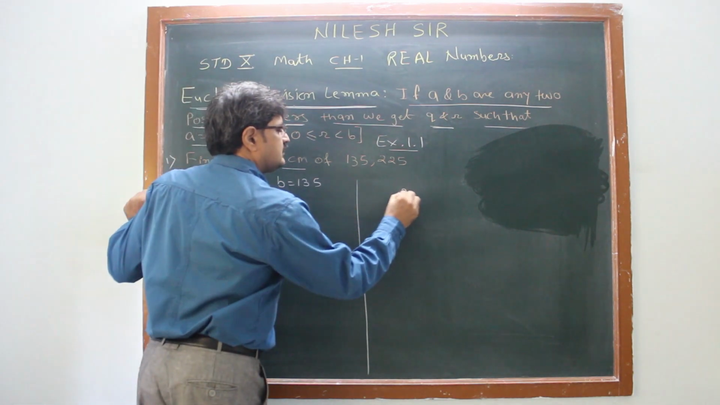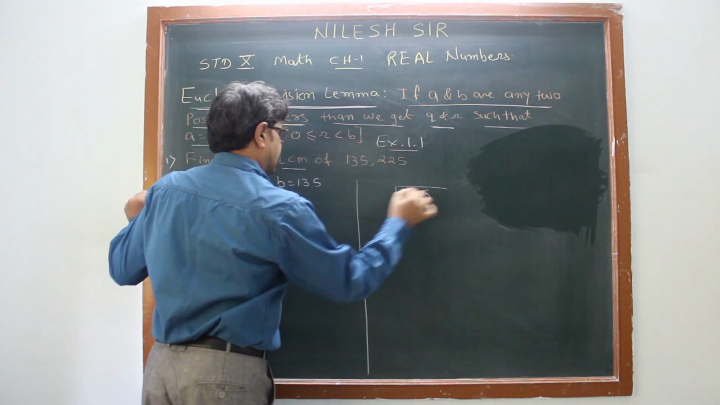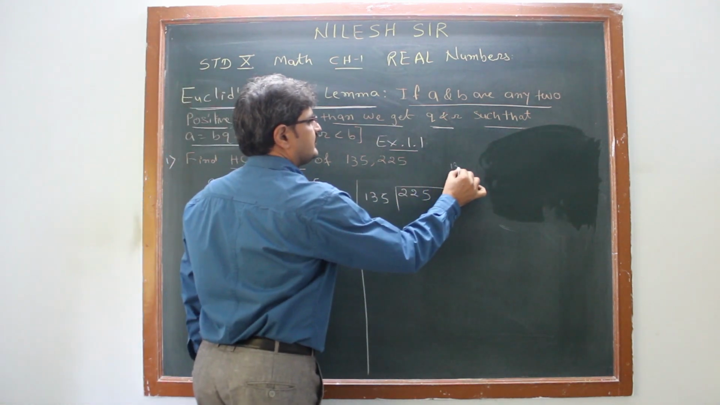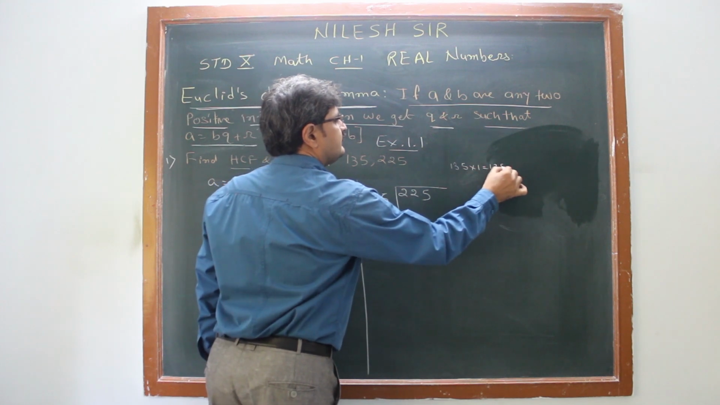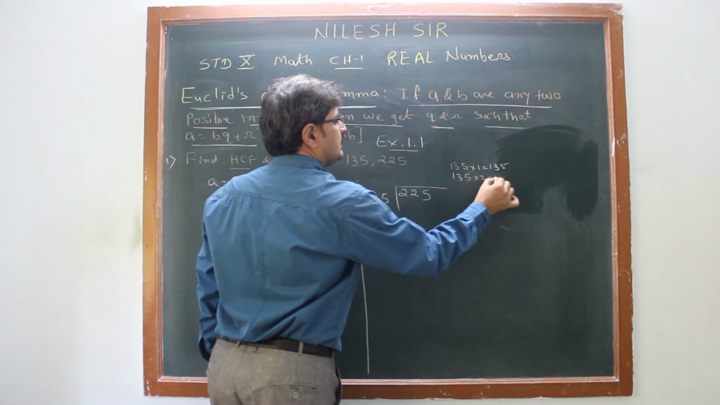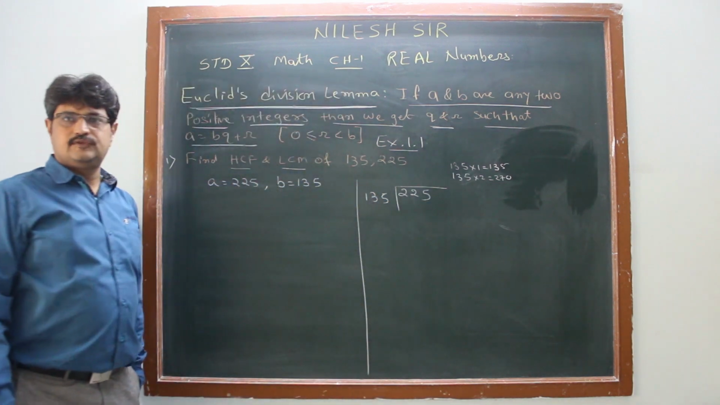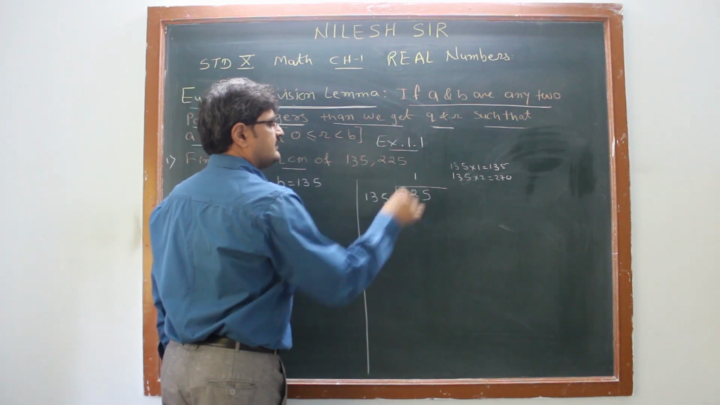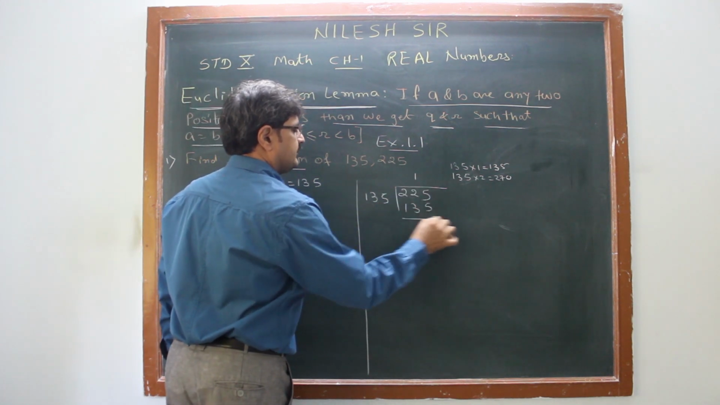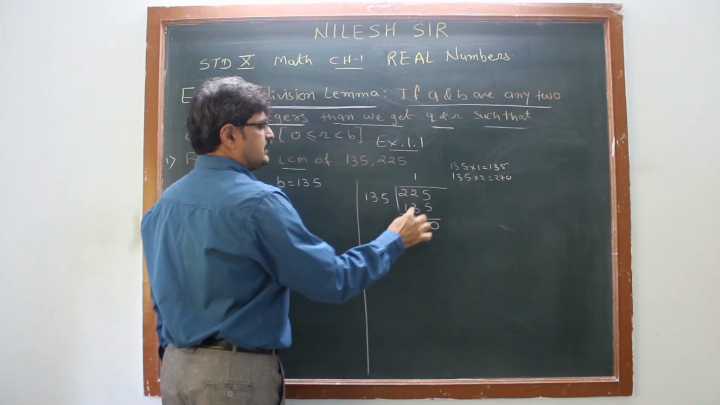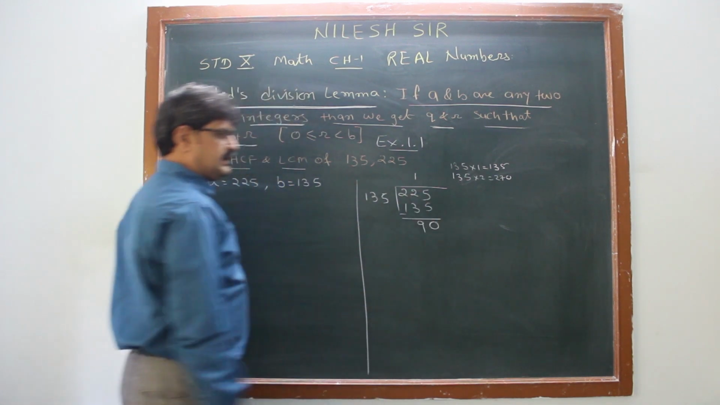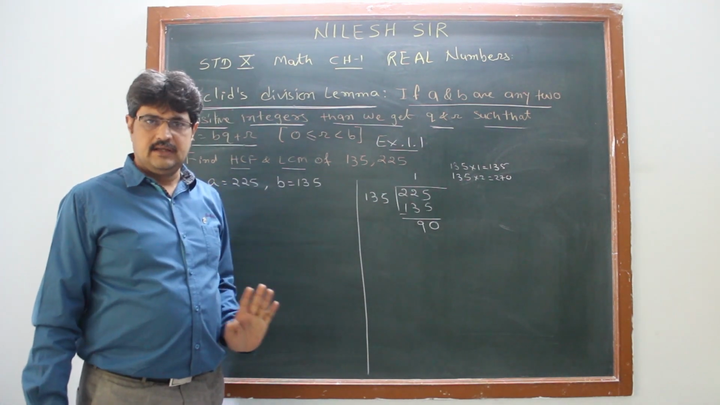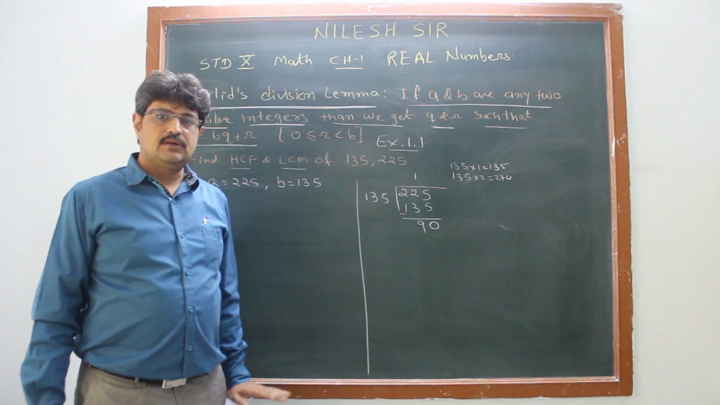First of all, I will write 225 and I will divide it by 135. Now friends, 135 ones are 135, and if you do 135 into 2, it will be 270, which is greater than 225. So I will multiply 135 with 1 to get 135. Now 225 minus 135 will be 90. So this remainder is 90, which is less than 135. So further division is not possible.